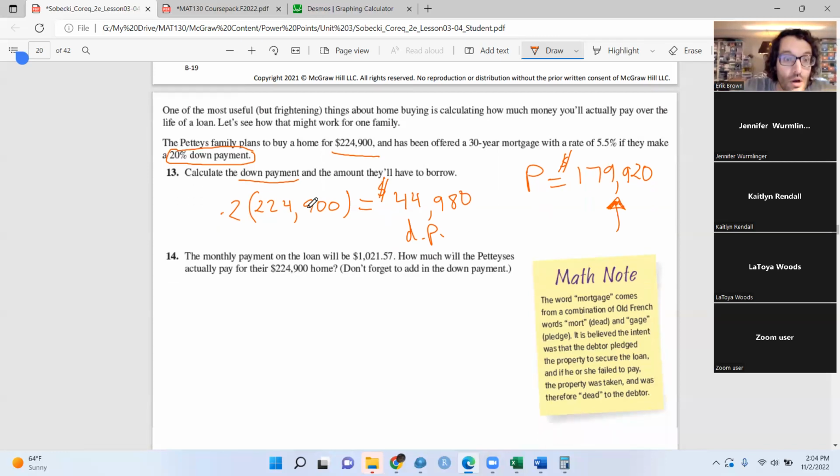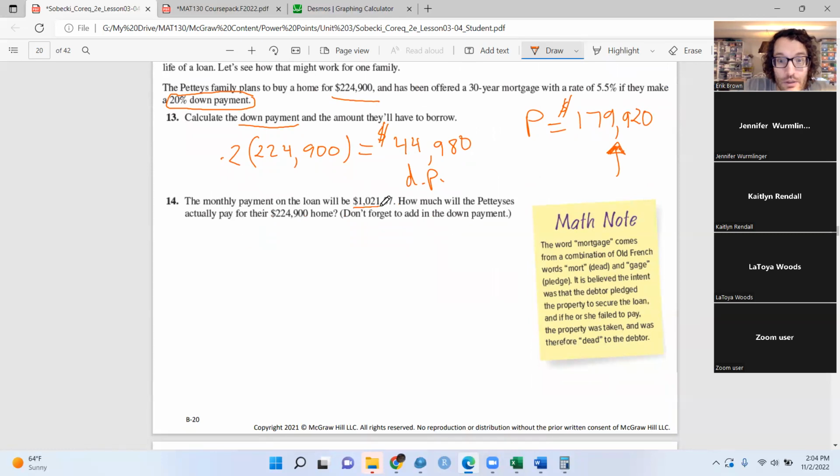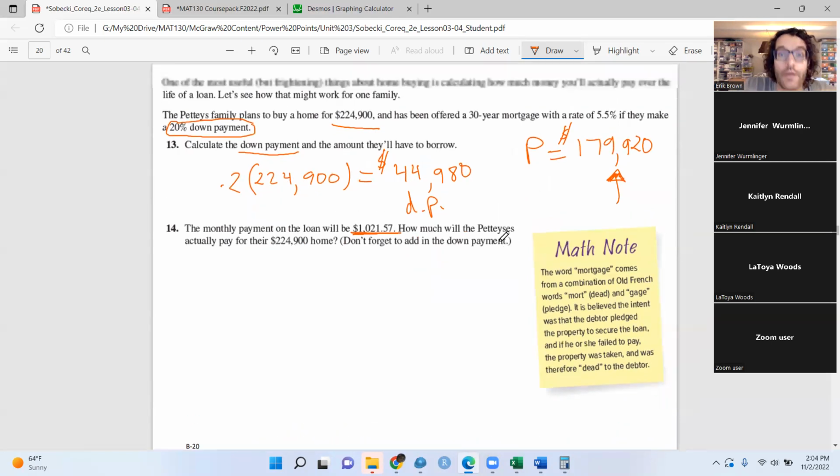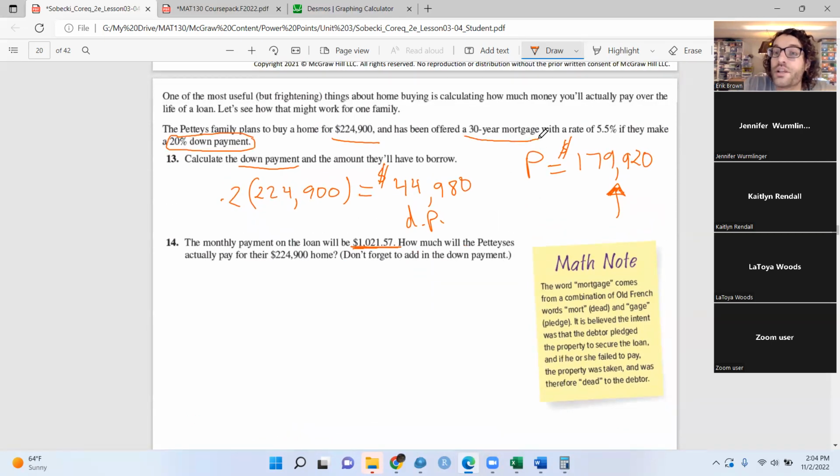All right, so we're told that the monthly payment, we're going to learn how to calculate this in a second, was $1,021.57. Note they got a 30-year mortgage at this kind of high interest rate. It's pretty high, although that's where they're kind of at right now. So how much are they going to pay for their house over the lifetime of the loan? Well, if they spend all 30 years paying for this, and that's crazy.